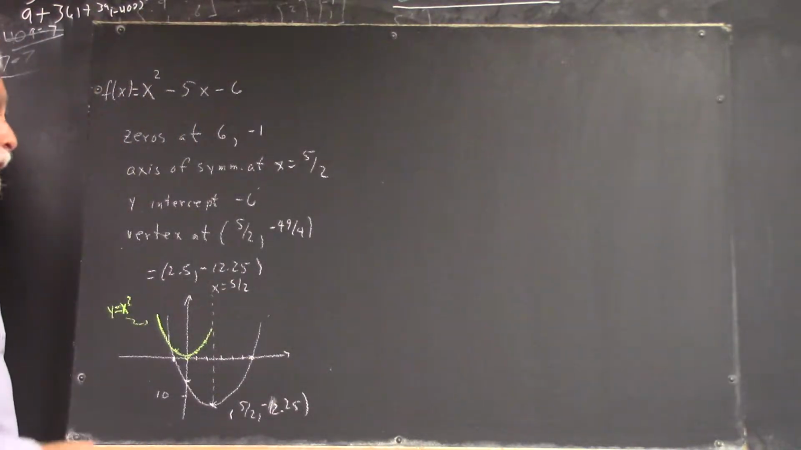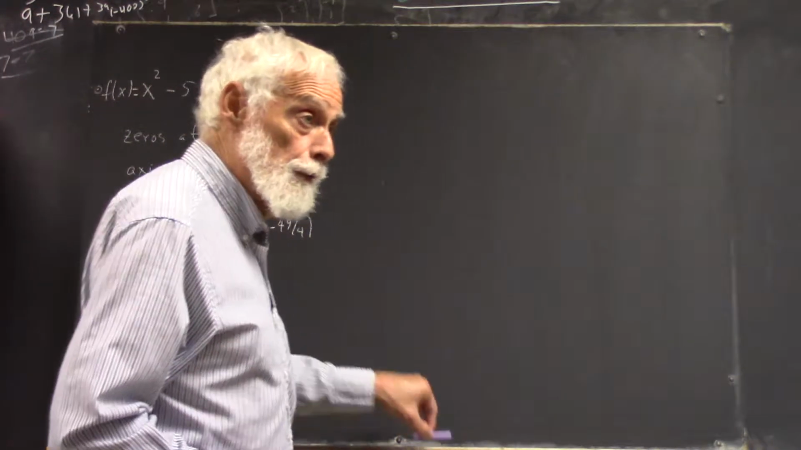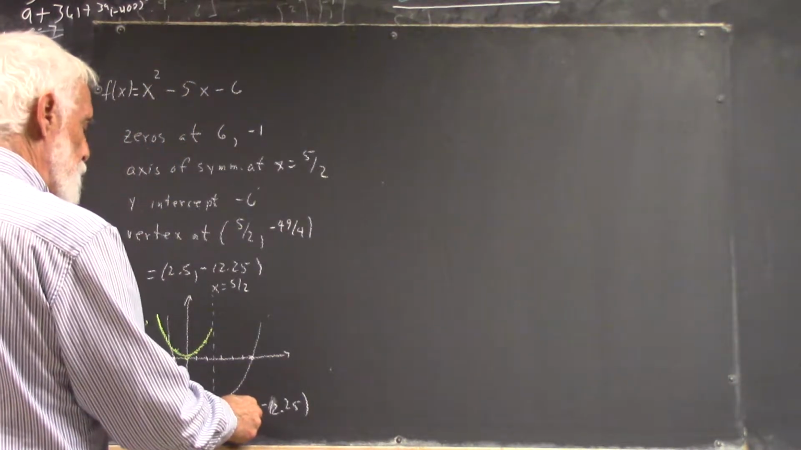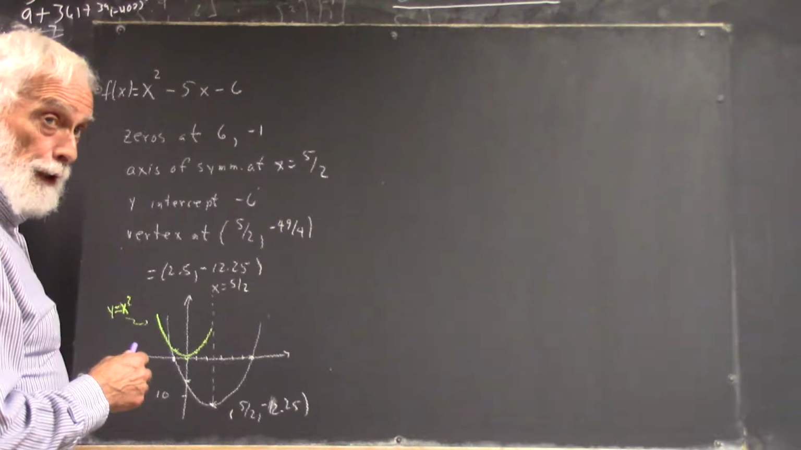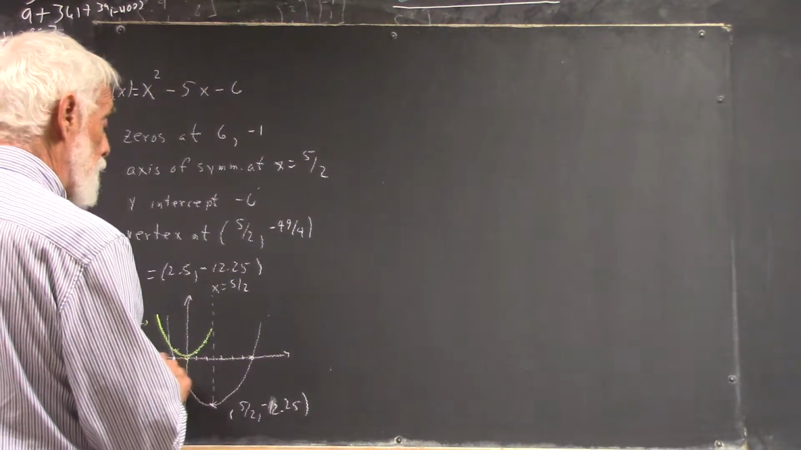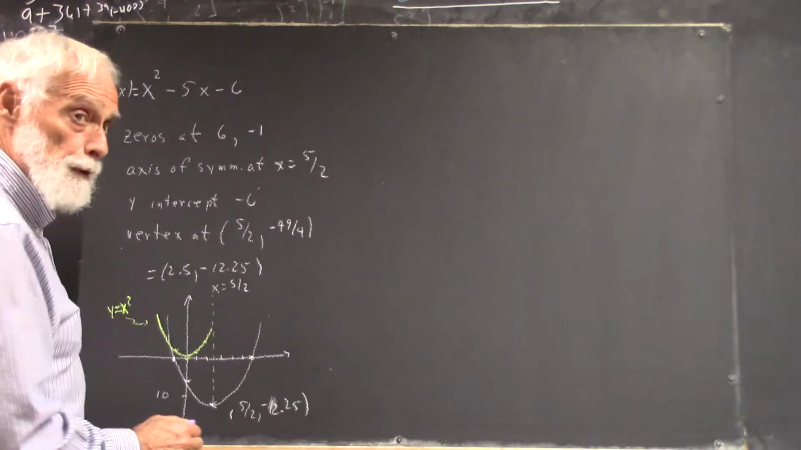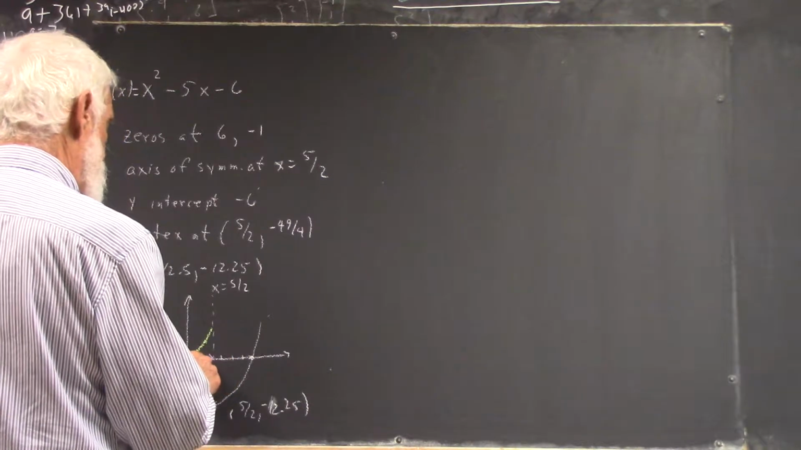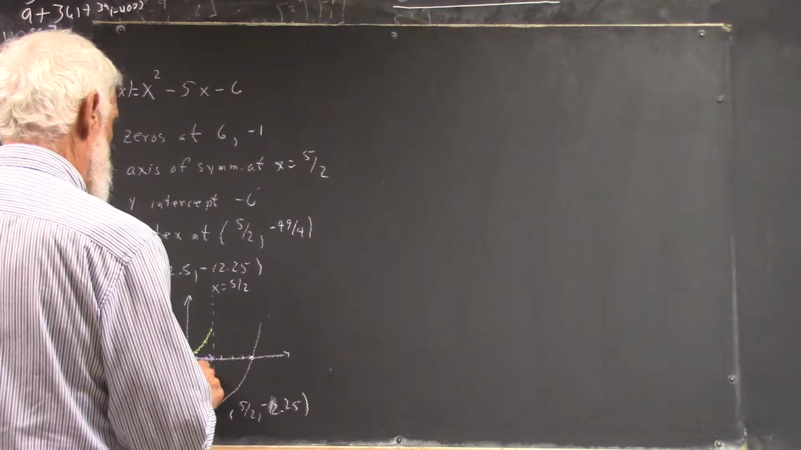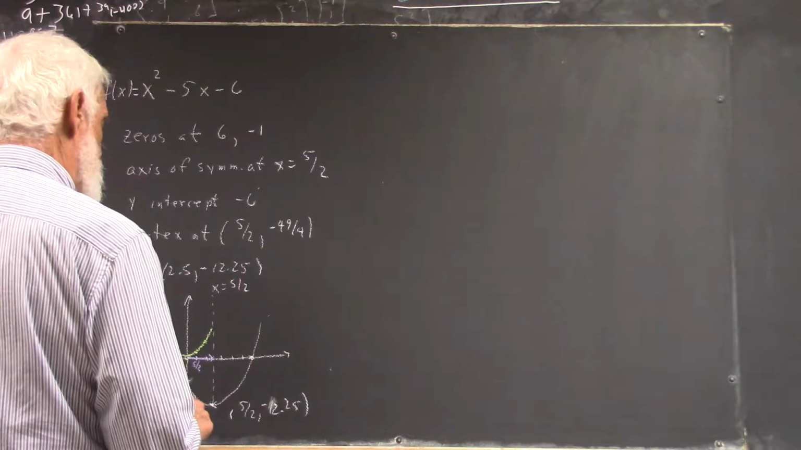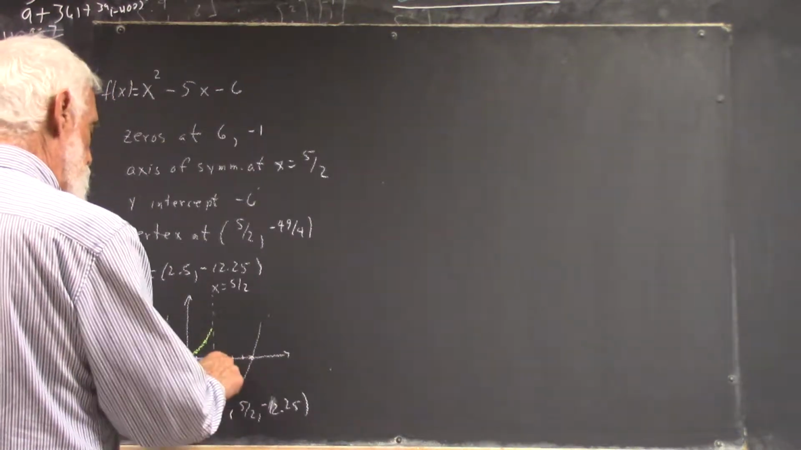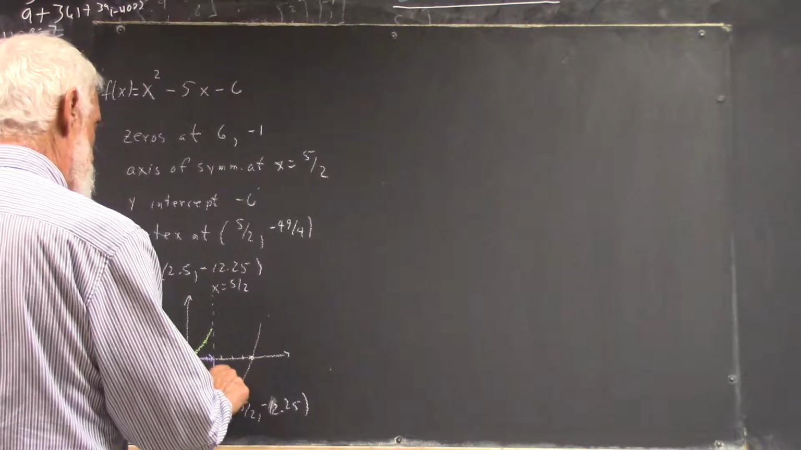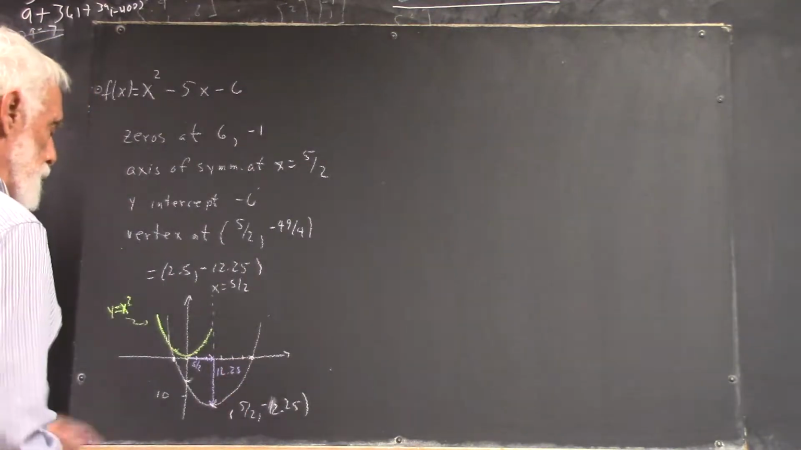Now, if we take each point of the y equals x squared graph and move it 5/2 of a unit, okay? Then the vertex, well, we have to move it horizontally and we're going to move it vertically. So we move it 5/2 of a unit this way. So that's like 5/2. And then we move it down 12.25. And now the vertex is down here.